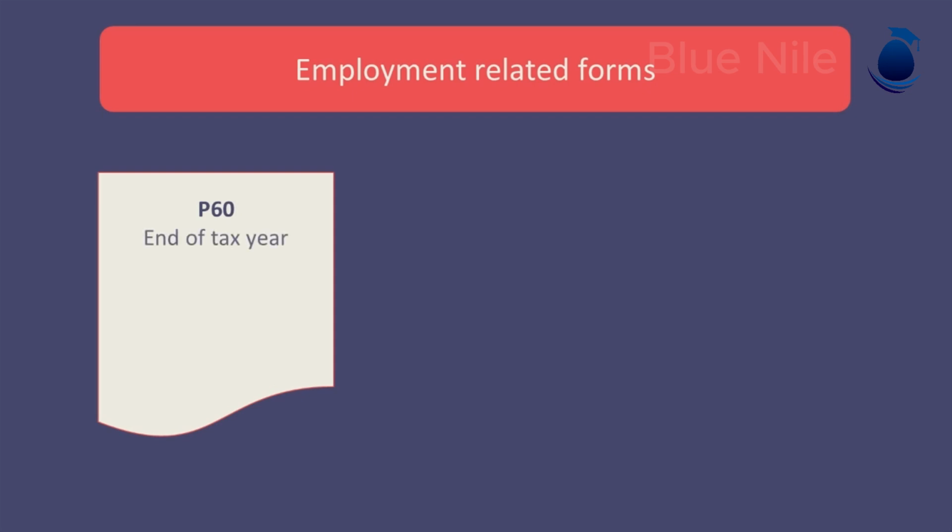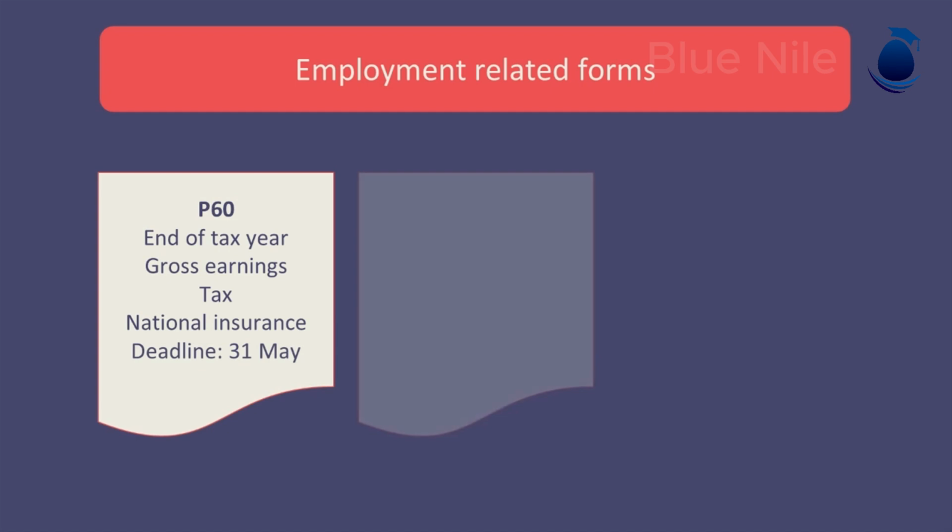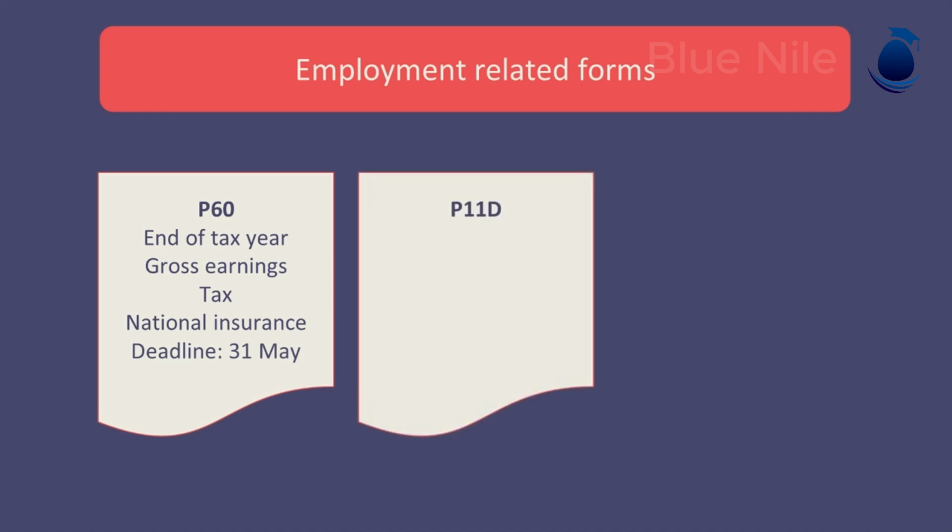...which is produced at the end of each tax year to show the employee their gross earnings for the year and how much tax and national insurance has been deducted. Employers are required to give each employee a copy of this form by the 31st of May following the tax year. The P11D is produced at the end of the tax year to show the value of benefits provided to the employee. Employers are required to give a copy of this form to the employee by the 6th of July after the tax year if any benefits were provided.